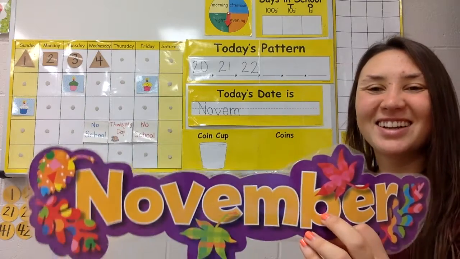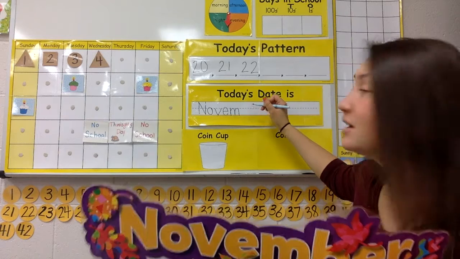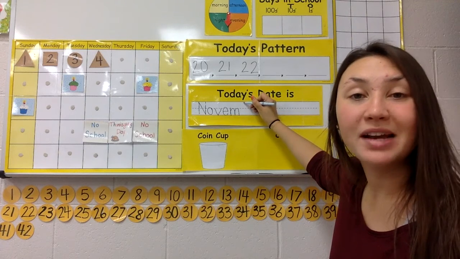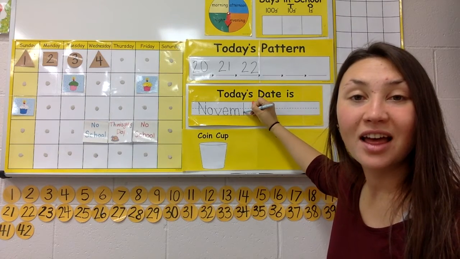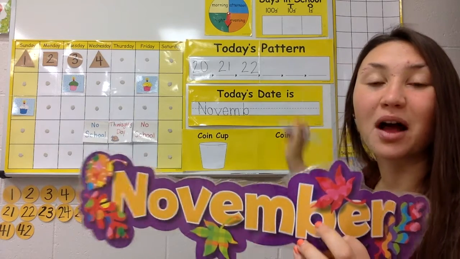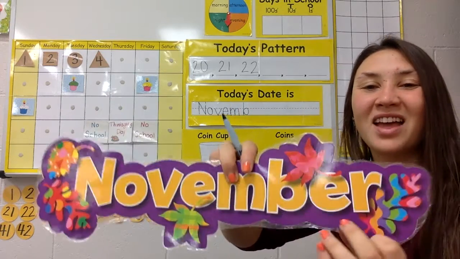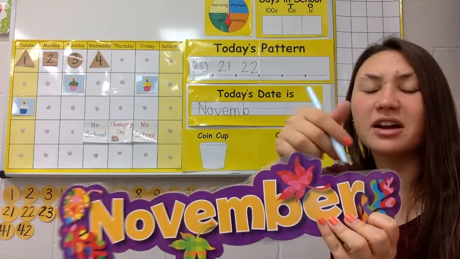November. What letter is that? It's a B, yeah. To make a B, you start at your top line, go straight down, and then you give it a belly to the right for a B. B. All right.